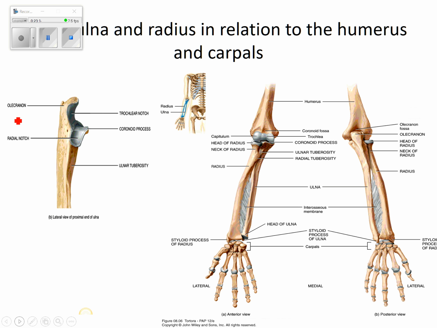So make sure that you can label this: the olecranon is up here, trochlear notch, coronoid process, and the radial notch is right here, and that's where the head of the radius is going to articulate into the radial notch.